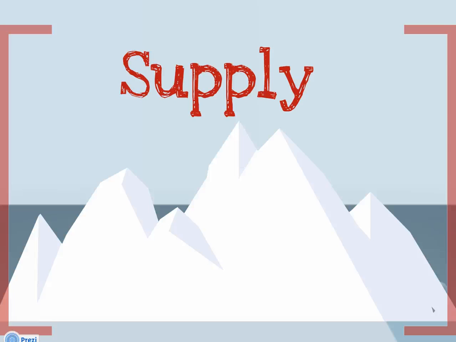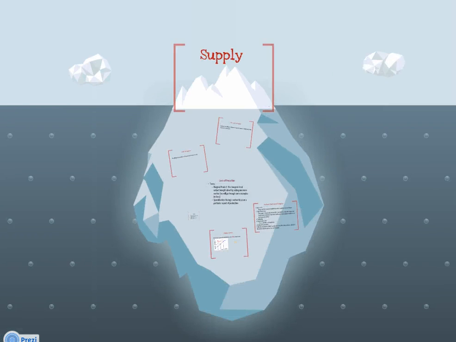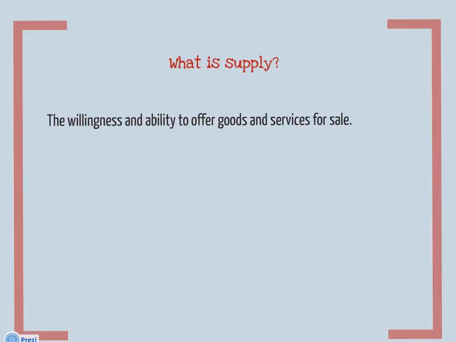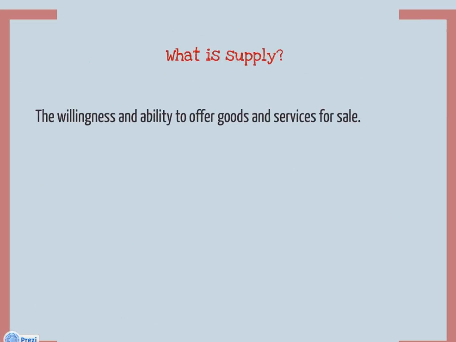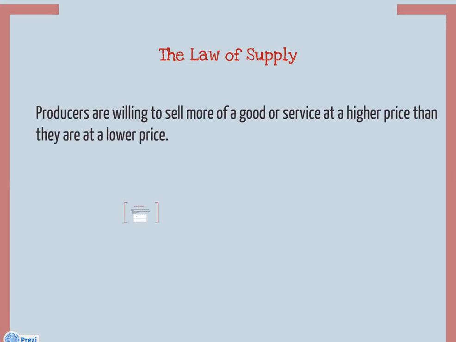Hi folks, so right now we're going to go on a bit of a whirlwind tour of supply. So, supply is the willingness and ability to offer goods and services for sale. And the law of supply states that producers are willing to sell more of a good or service at a higher price than they are at a lower price.